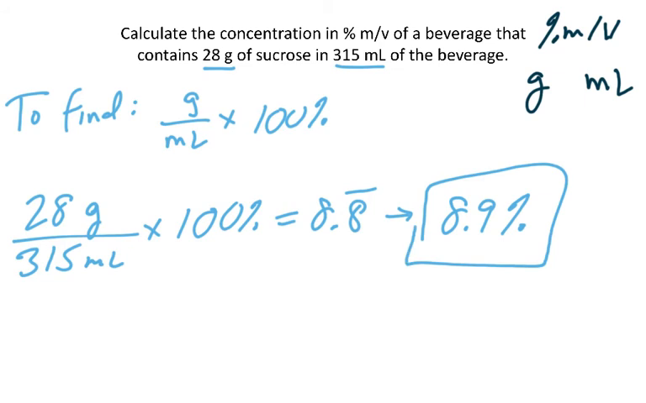So when you drink a can of soda, 8.9% of it is just pure sugar. That's cool. And if it's something like Mountain Dew, it would be even more.